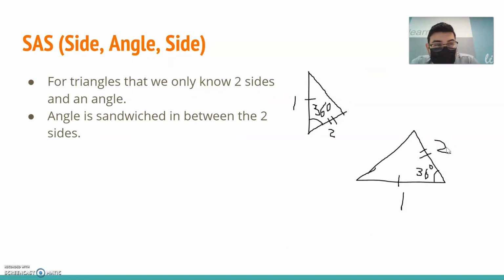Next up, we've got SAS, side, angle, side. So for triangles where we only know 2 sides and an angle, the angle is sandwiched in between the 2 sides. So you see we have a side, an angle, and a side. They're all connected, just like the letters SAS. So if it is side, angle, side, the angle has to be in between those 2 sides.